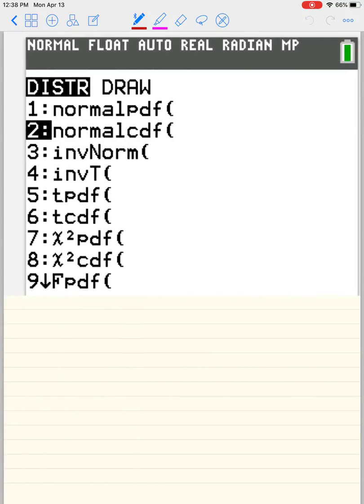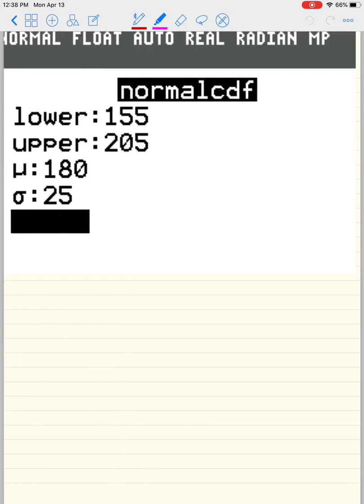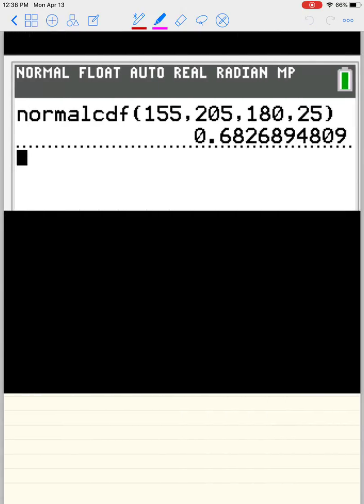You're going to press second vars. You're going to get normal CDF. You're going to put lower, upper, mu, standard deviation. You're going to hit enter. You get 0.68268 and so on. So that's going to be 68.27%. And that's pretty much how we use our calculator.